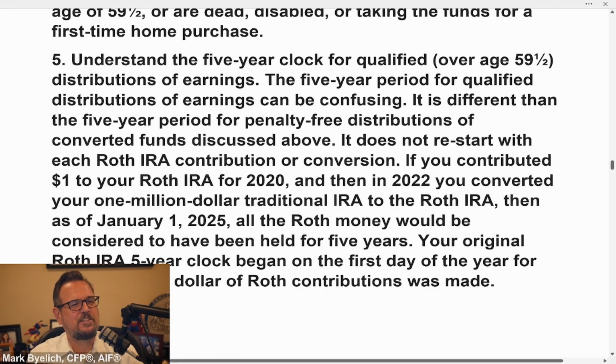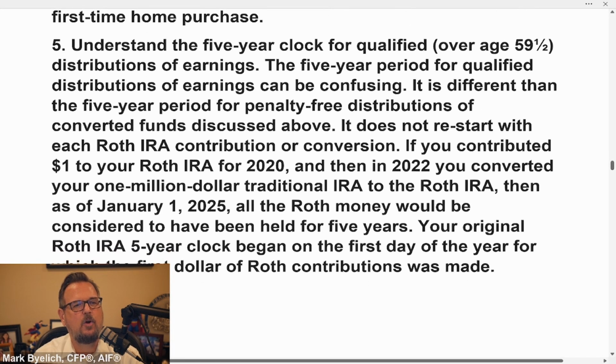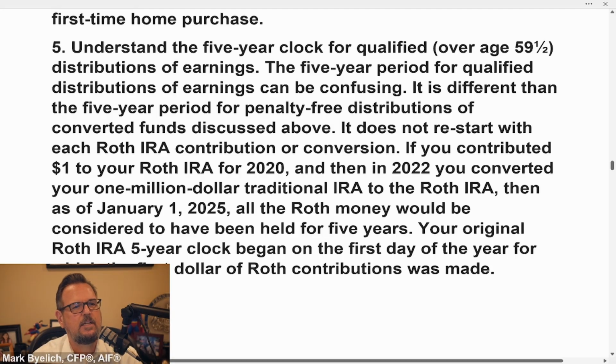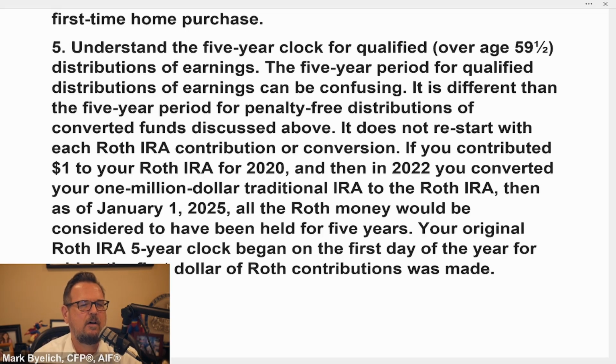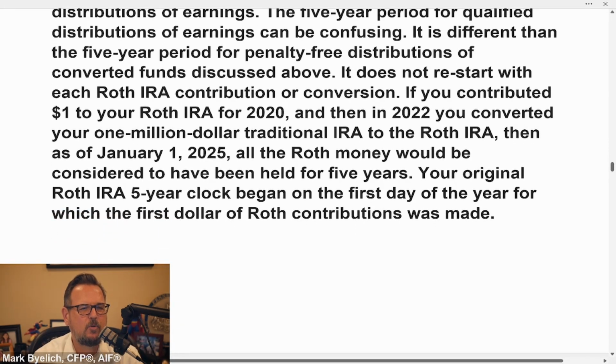Number 5, understand the 5-year clock for qualified over age 59 and a half distribution of earnings. The 5-year period for qualified distribution of earnings can be confusing. It is different than the 5-year period for penalty-free distributions of converted funds discussed above. It does not restart with each Roth IRA contribution or conversion. If you contributed $1 to your Roth IRA in 2020, for example, and then in 2022, you converted your $1 million traditional IRA to a Roth IRA, then as of January 1st, 2025, all the Roth money would be considered to have been held for 5 years.